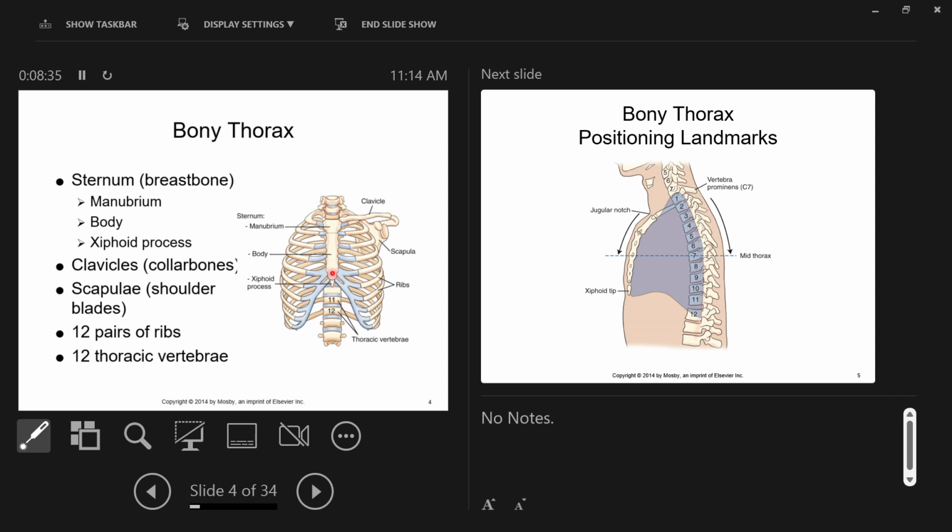Aside from muscle and skin, the sternum is the most anterior structure of the chest. So the sternum is anterior to the lungs, anterior to the heart. Everything in the chest is posterior to the sternum. Inferiorly on the sternum, at the bottom of the sternum, is the xiphoid process or xiphoid tip. Xiphoid pronounced with a Z, spelled with an X.